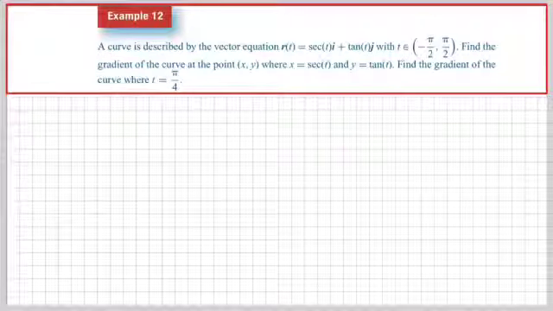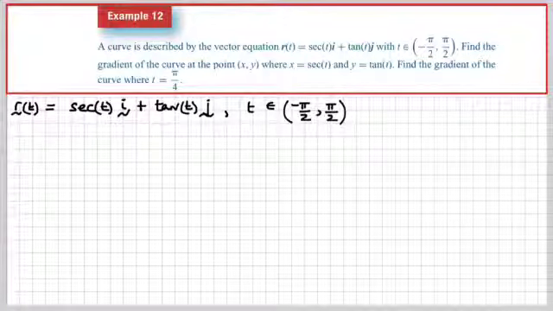Right, example 12. A curve is described by the vector equation, that one. Sec t, tan t, that's a hyperbola, guys. I can tell you that. But we won't have to work that out in terms of a Cartesian equation. Find the gradient of the curve at x and y, where x is that, yeah, okay, same thing. Oh, except we have to substitute the value t as pi on 4 into it. Yeah, that's all right. No problem.